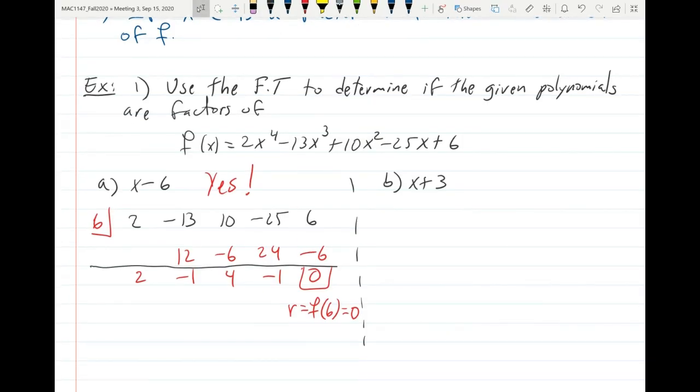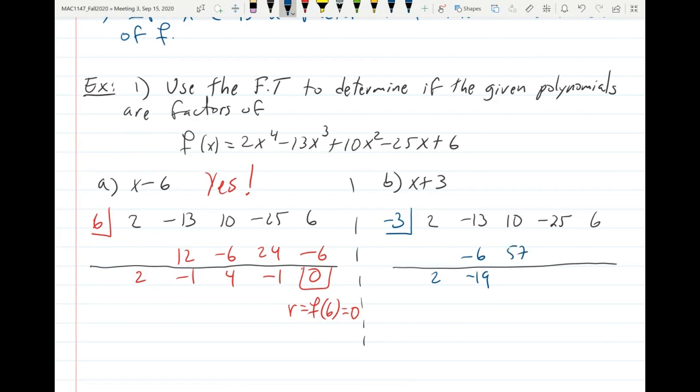So to answer this question, we go ahead and we divide. So we need to divide by x plus 3. So remember, you need to put here negative 3, right? And then we figure this out. So 2, negative 13, 10, negative 25, and 6. We activate the process. Let's see, 2, that will be negative 6. So we get here negative 19. That's going to be positive 57. So we get 67. So we already see that this doesn't seem to be working.